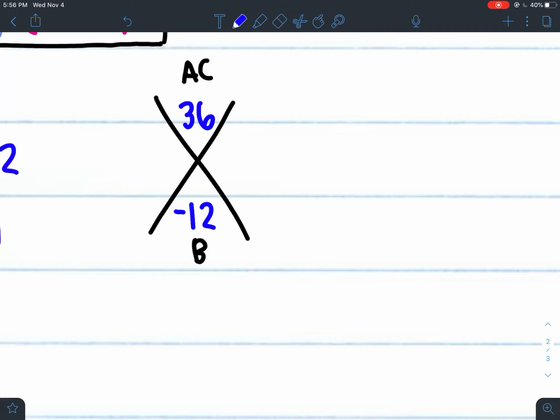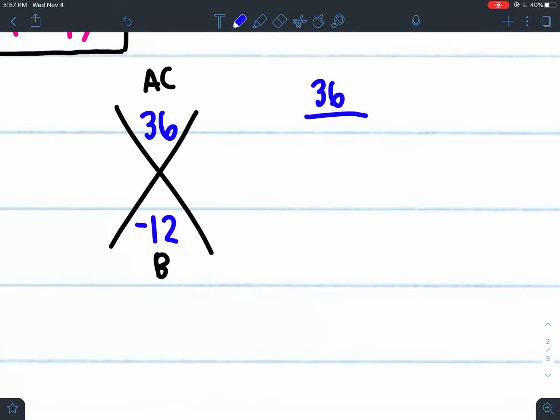So I'm looking for 2 numbers that multiply to 36 but add to negative 12. And you're like, what does this have to do with the special case? The special case part doesn't come until the very end. So you're going to just perform it like you normally would. You're trying to find factors that multiply to 36 but add to negative 12.